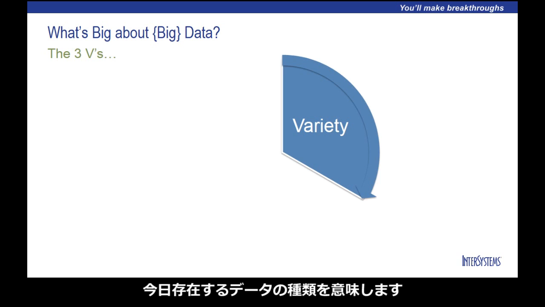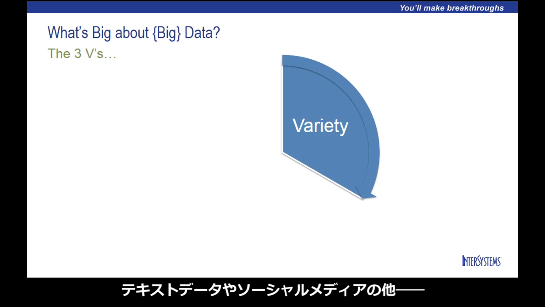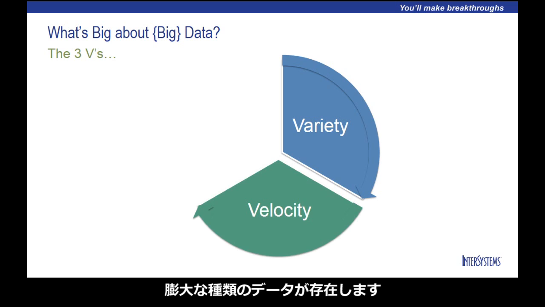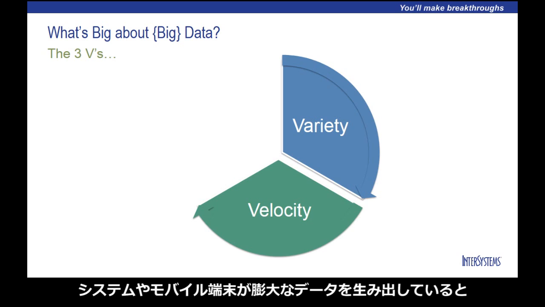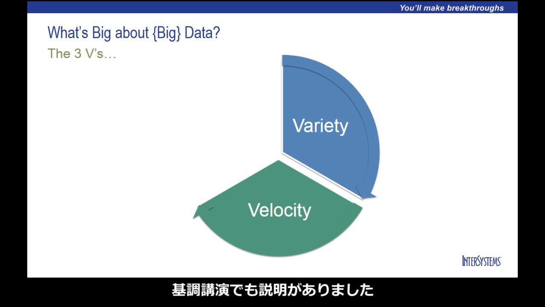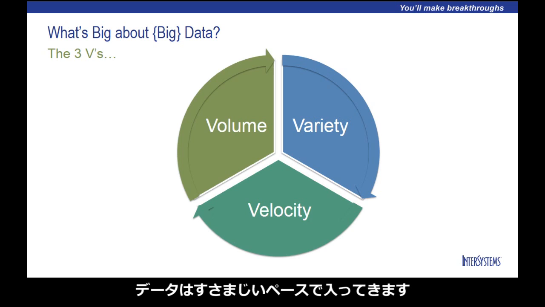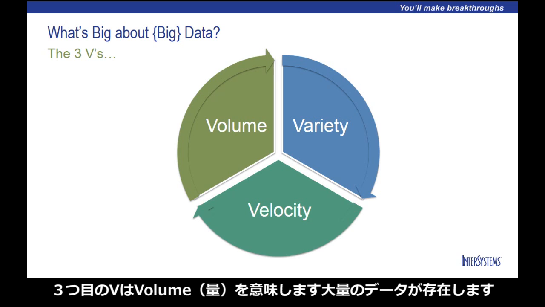The first one is variety. This is all about the different types of data that exist today. Structured data that fits nicely in databases, unstructured data, textual data, social media, blobs, etc. Movies, images, those sorts of things. So there's a lot of variety of data. The next one is velocity, which is essentially how quickly this data is arriving. Steve mentioned in his presentation connected systems, mobile devices, and just devices generating a lot of data. So data is coming in at a very, very fast pace. And the third one is volume. There's a lot of data.